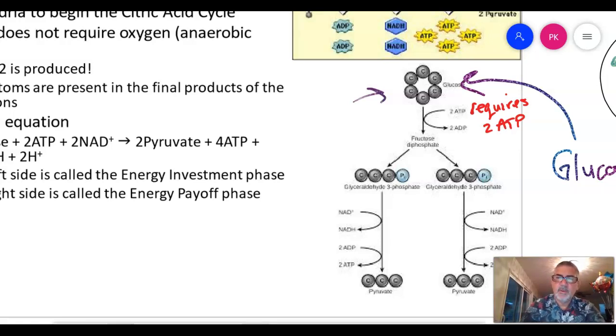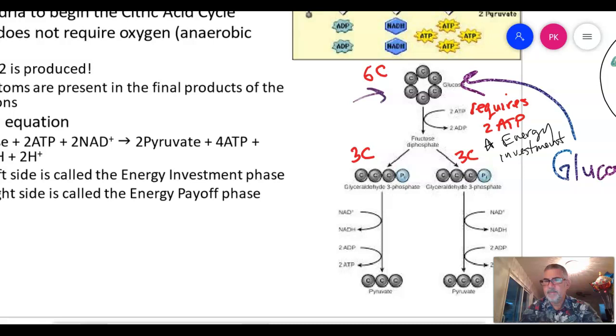This is what's often called my energy investment. So it requires 2 ATP. So I'll put 2 ATP in and I'll get 2 ATP out. Right? So then I get fructose diphosphate. You don't have to remember those names. So this is a 6 carbon sugar, and now I have 2 3 carbon sugars. So I've split that, right?